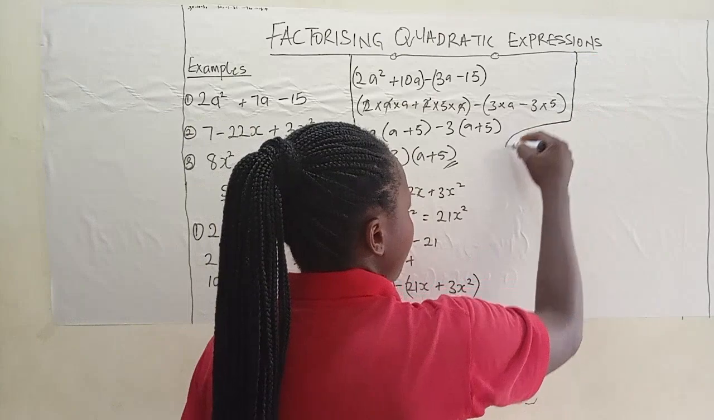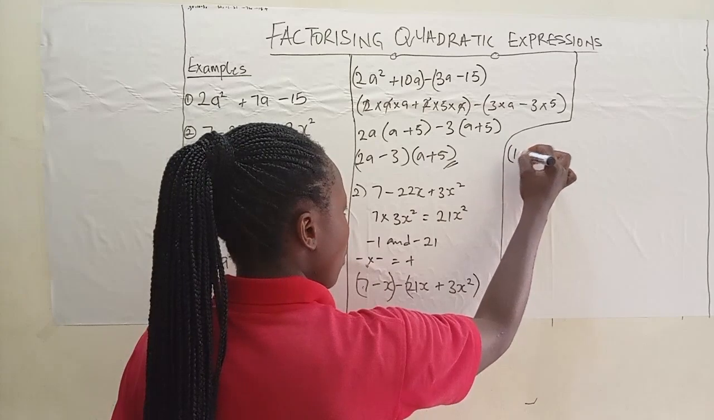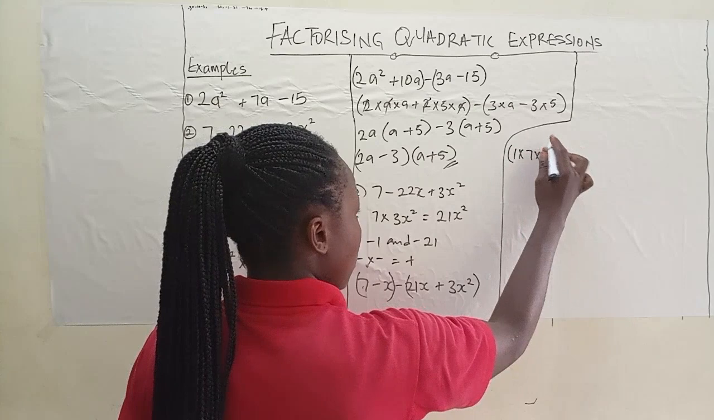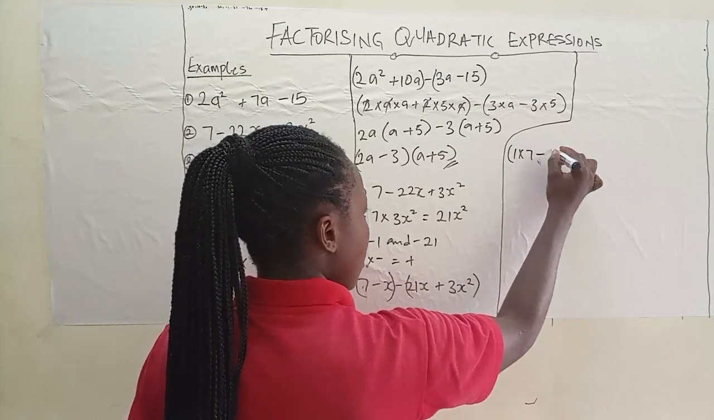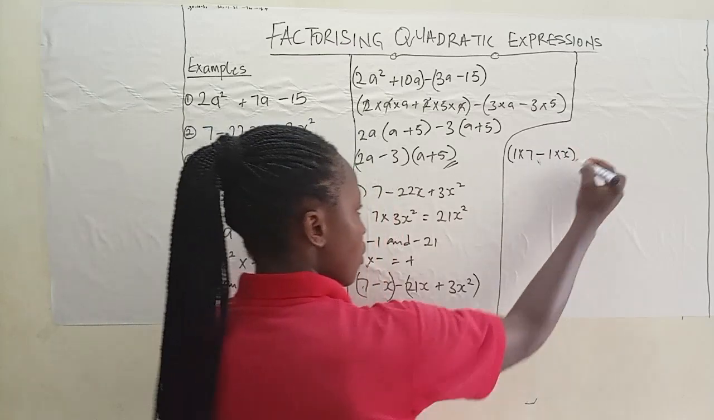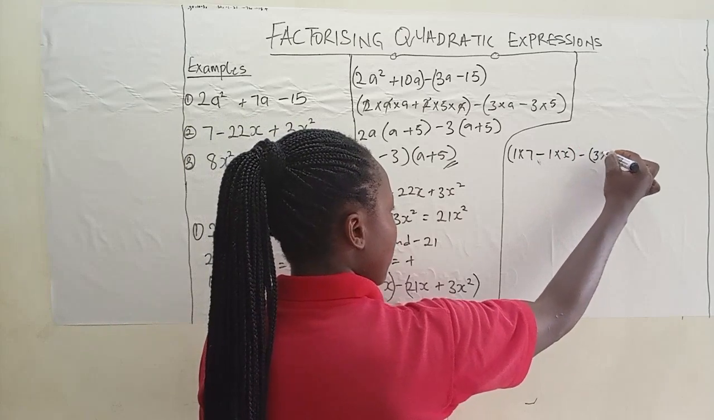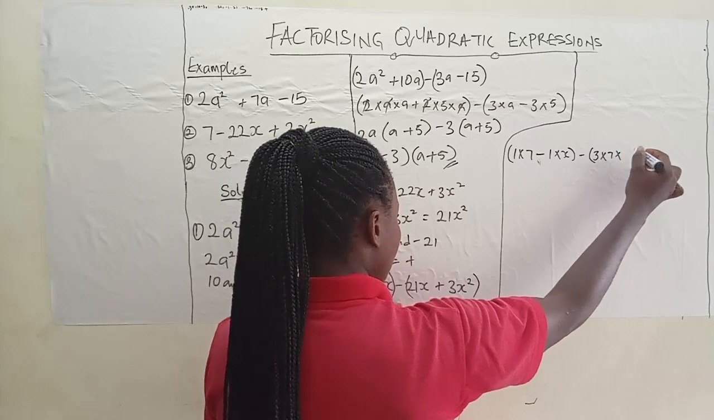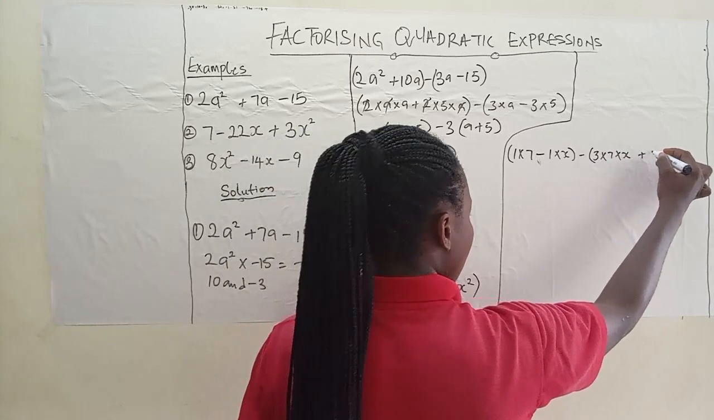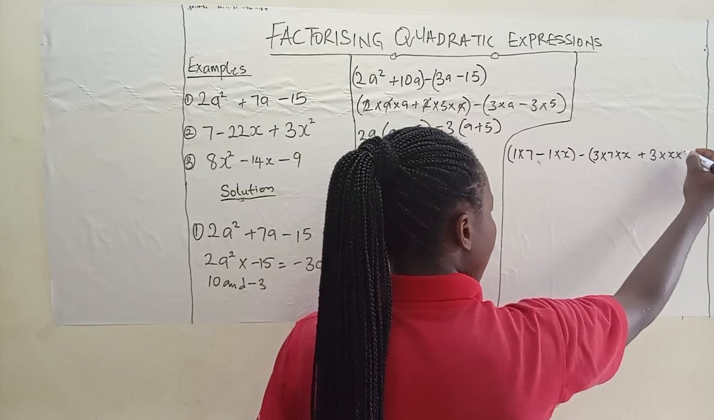So we're going to have 1 times 7 minus 1 times x. Here also we have 3 times 7 times x plus 3 times x times x.